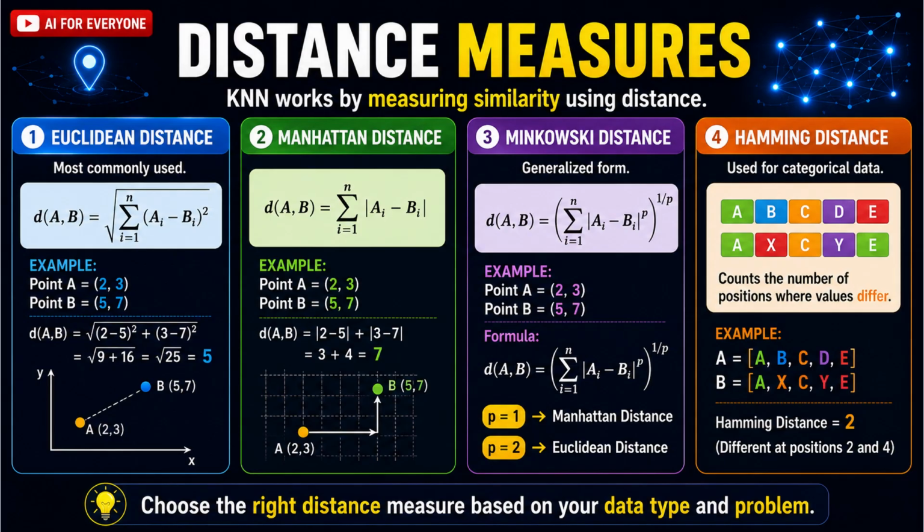Then you have something called the Hamming distance, which is used for categorical data. Suppose you have such data, you count the number of positions where values differ. So in this, the values differ in 2 places, isn't it? So the Hamming distance is 2, different at position 2 and 4. So these are the methods that are used to find the distance between two data points in KNN. But the most commonly used is the Euclidean distance.